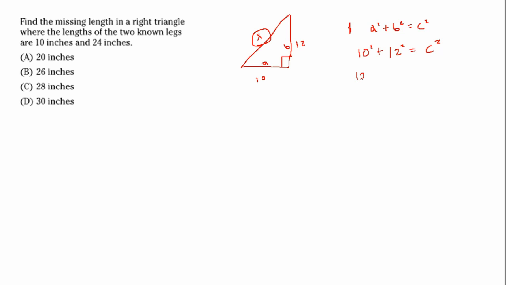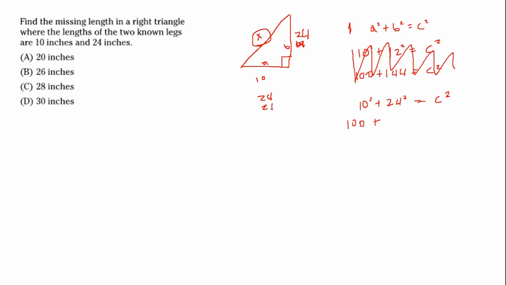10 squared is 100 plus 12 squared, which is 144, equals c squared. Oh, this is 24, not 12. So let's start over. 10 squared plus 24 squared equals c squared. 100 plus 24 times 24.